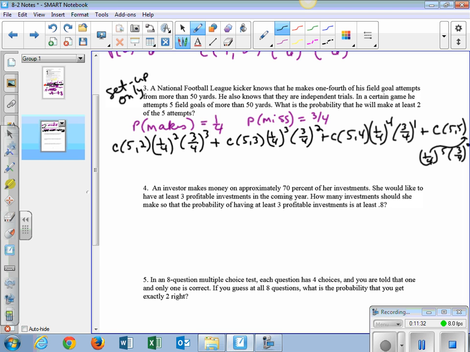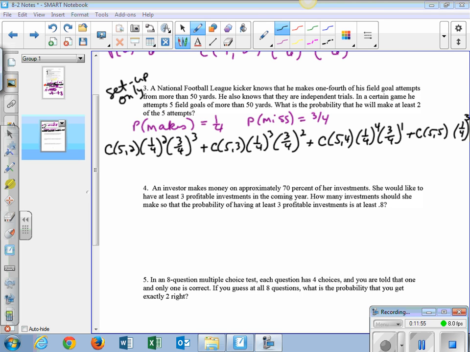And again, at the very end, let me see if I can write that a little bit better. Combination 5, choose 5, that is 1/4 to the fifth, times 3/4 to the 0, which is just 1. So I'm still, give me a couple minutes here. I'm going to fix that.